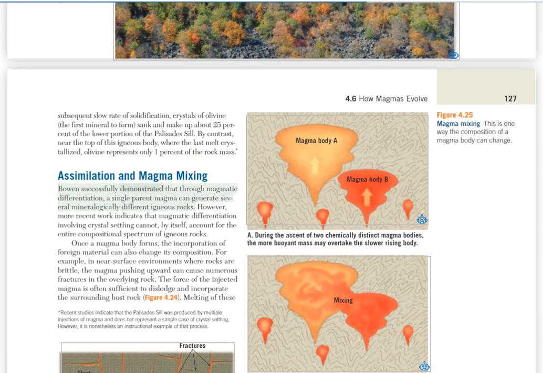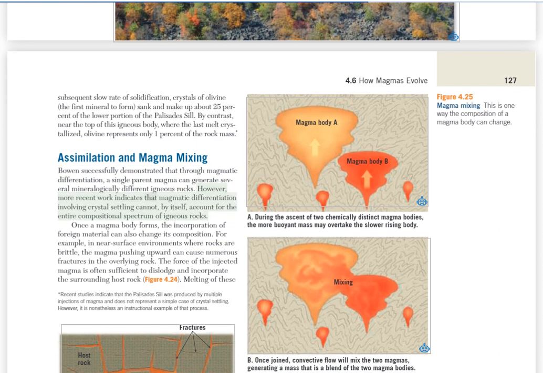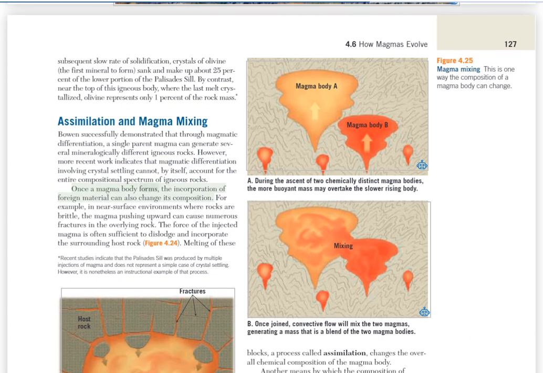Bowen successfully demonstrated that through magmatic differentiation, a single parent magma can generate several mineralogically different igneous rocks. However, more recent work indicates that magmatic differentiation involving crystal settling cannot, by itself, account for the entire compositional spectrum of igneous rocks. Once a magma body forms, the incorporation of foreign material can also change its composition.